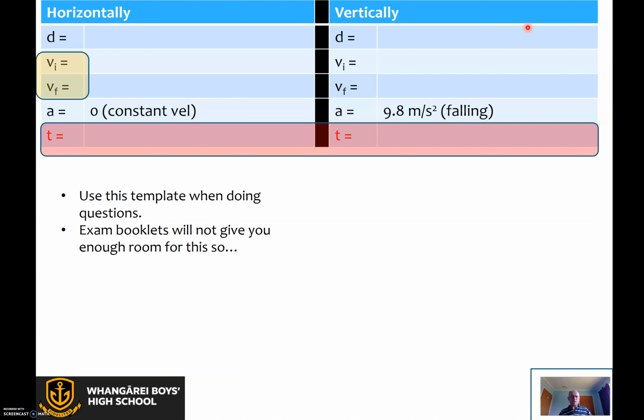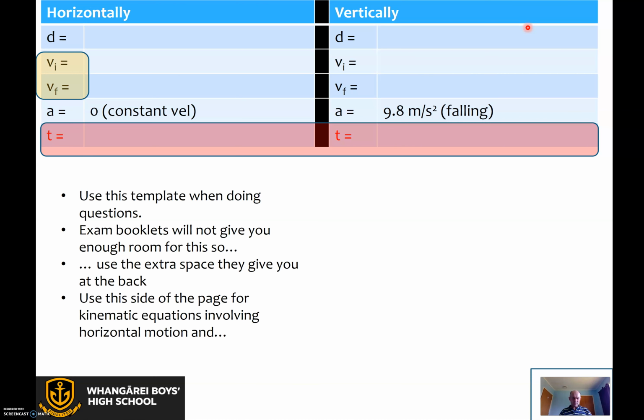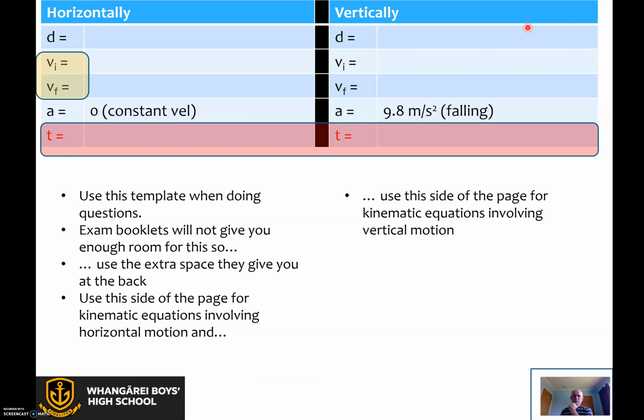So use this template when doing questions. Exam booklets will not give you enough room for this. So you've got pages at the back. They give you the pages, say not enough room, refer to the back, and you can draw this up there. Use the left-hand side of the page for kinematic equations that are for horizontals, or if you might prefer, swap the 2 sides, it's okay, as long as you keep them separate. And the vertical equations are underneath one side, and I'll show you in an example. Basically, the vertical motion gives you the hang time. Skaters and skiers know this.